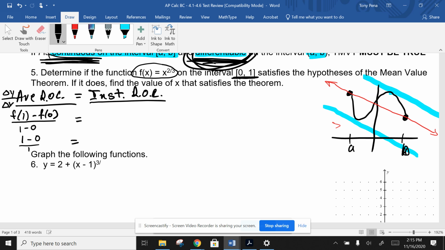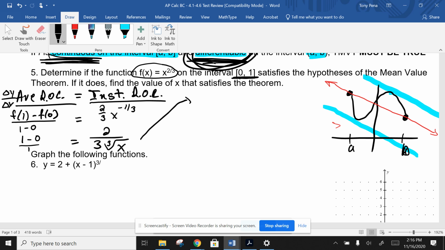The instantaneous rate of change is nothing more than your derivative. So you're now going to take that derivative. So that would be 2/3 x to the negative 1/3. And we'll clean that up a little bit. So 2/3. The negative exponent is going to get put into the denominator so that it becomes positive, and it becomes a cubed root of x. And we have our equation now.